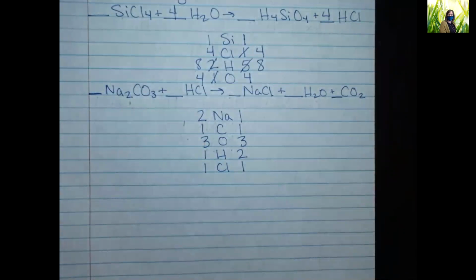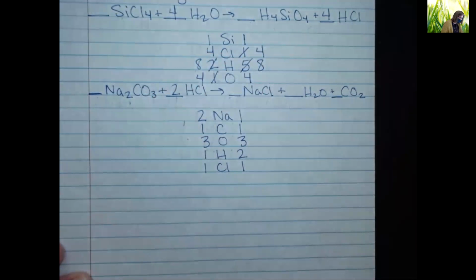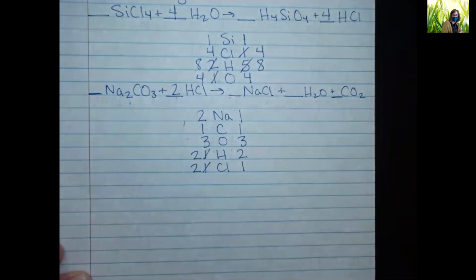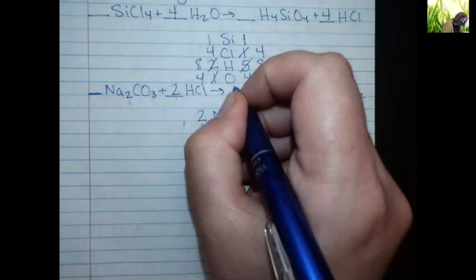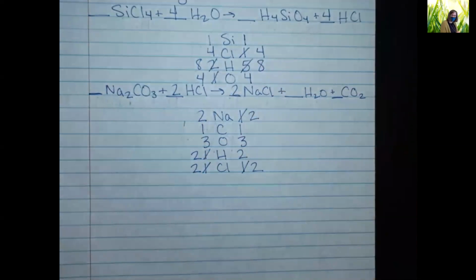I'm sitting here looking at my numbers thinking I need to balance hydrogen. It's the only, or sodium. Those are the only two that aren't balanced. And so if I want to balance hydrogen, I need to have two hydrogens on this side, so I put a 2 there. And that makes it so I have 2 hydrogens and 2 chlorines. And then I want to balance sodium, and if I put a 2 here, then I have 2 sodiums and 2 chlorines. And while that problem looked hard, I've now balanced it already.